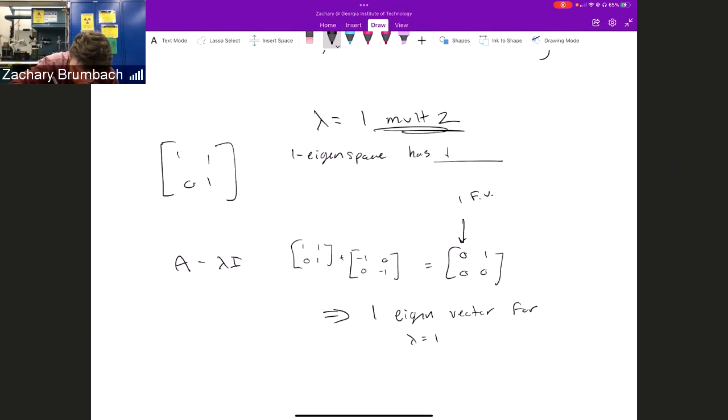Eigenspace has a dimension of 1, okay? And therefore, since this number and this number are not the same, we're done. We know it's not diagonalizable, okay? Does that process make sense? Does anybody have any questions about that? FV means free variables, yeah. Thank you for answering that in the chat.